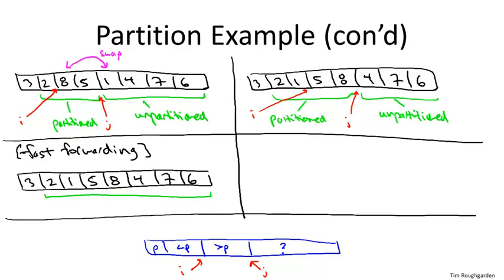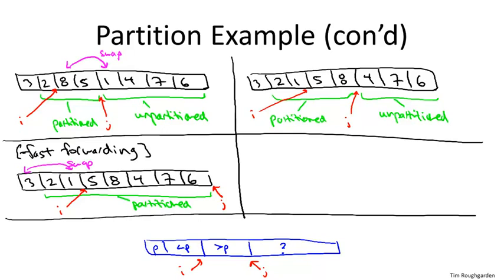Now, we're not quite done because the pivot element 3 is not in the correct place. Remember, what we're aiming for is an array where everything less than the pivot is to the left of it, and everything bigger than the pivot is to the right, but right now the pivot is still hanging out in the first element. So we just have to swap that into the correct place. Where's the correct place? Well, it's going to be the rightmost element which is smaller than the pivot, so in this case, the 1. So the subroutine will terminate with the following array: 1, 2, 3, 5, 8, 4, 7, 6.